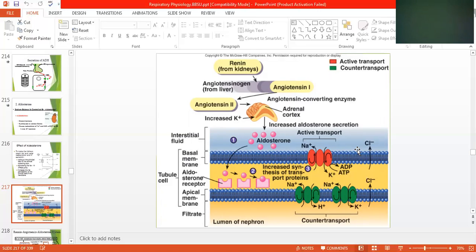Then if you come from the top, renin from the kidney is released, angiotensinogen from the liver, and angiotensinogen is converted into angiotensin 1, then angiotensin 2, which is a vasoconstrictor. It increases potassium release at the adrenal cortex. And there is an enzyme which converts 1 to 2, known as angiotensin converting enzyme, ACE we call it. This whole phenomenon is given in this figure.